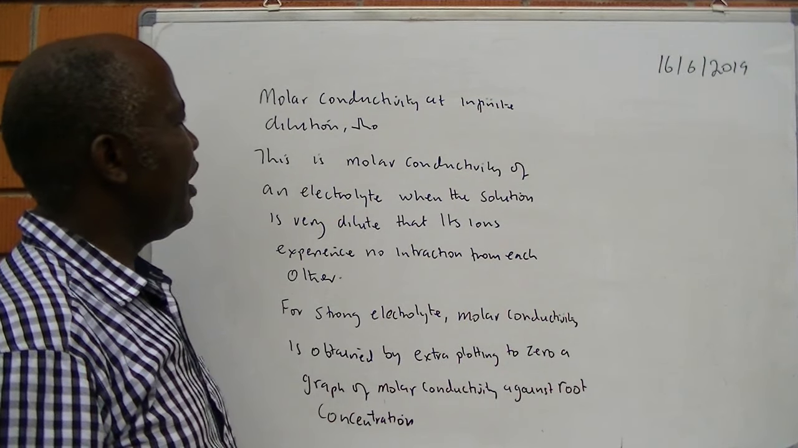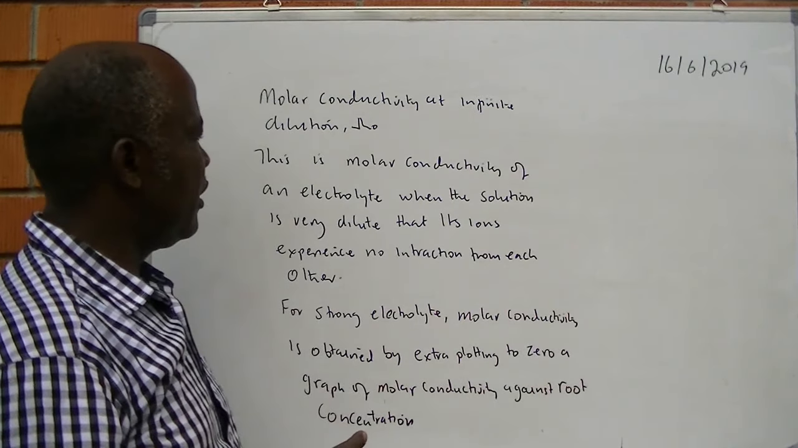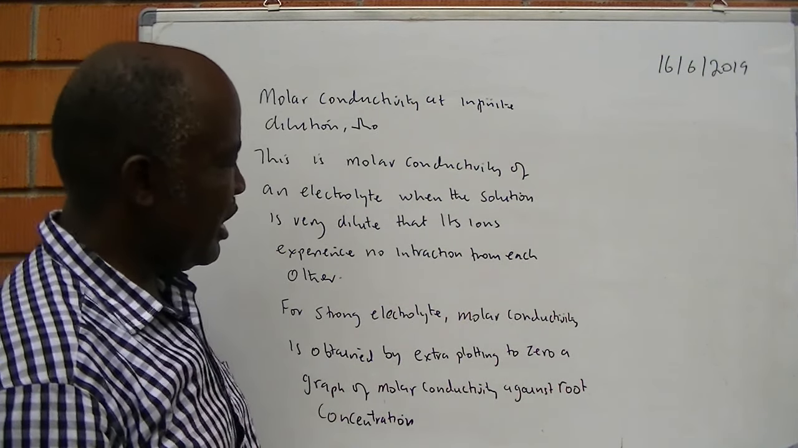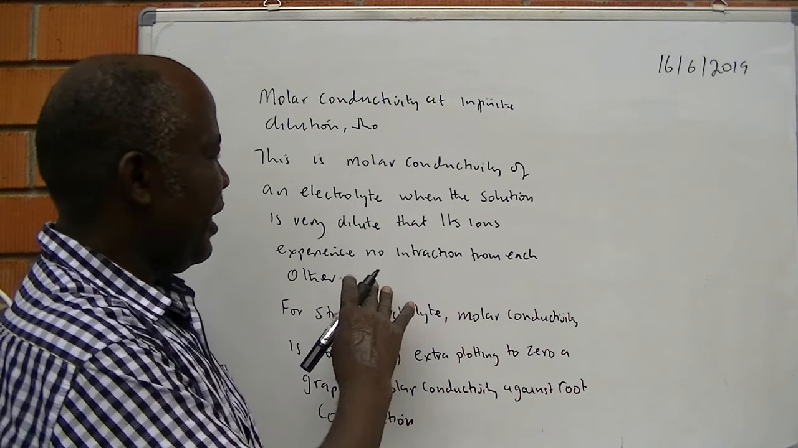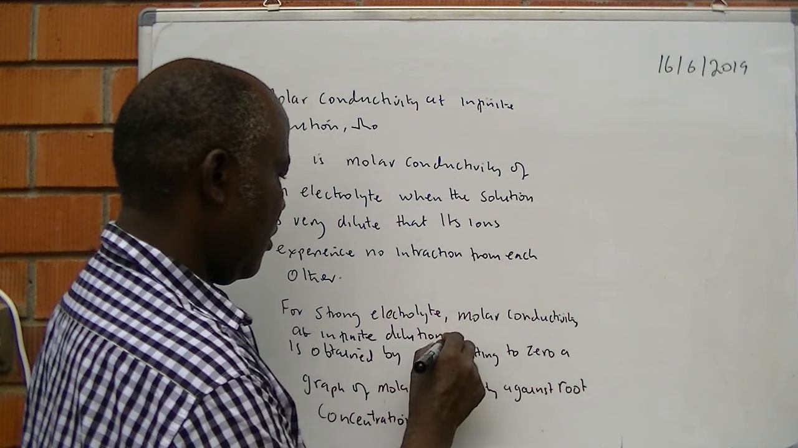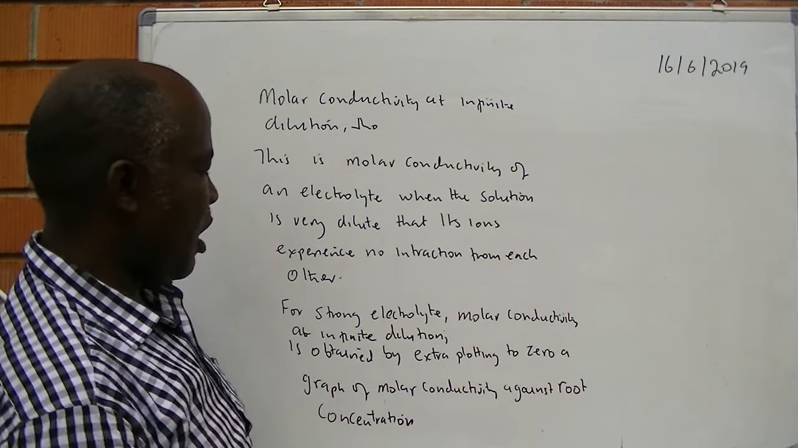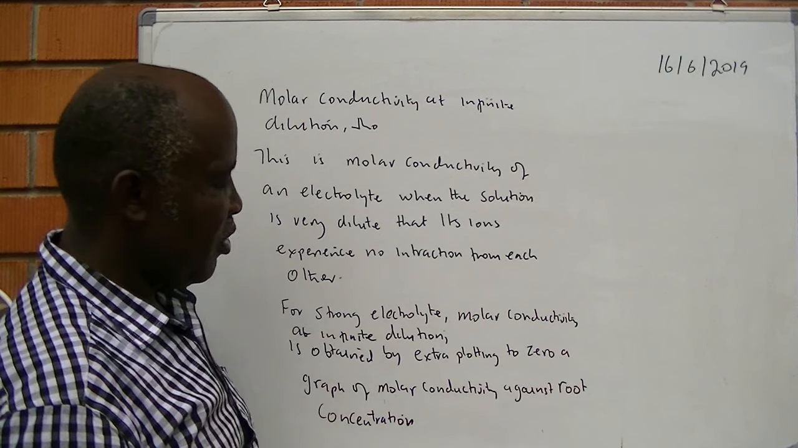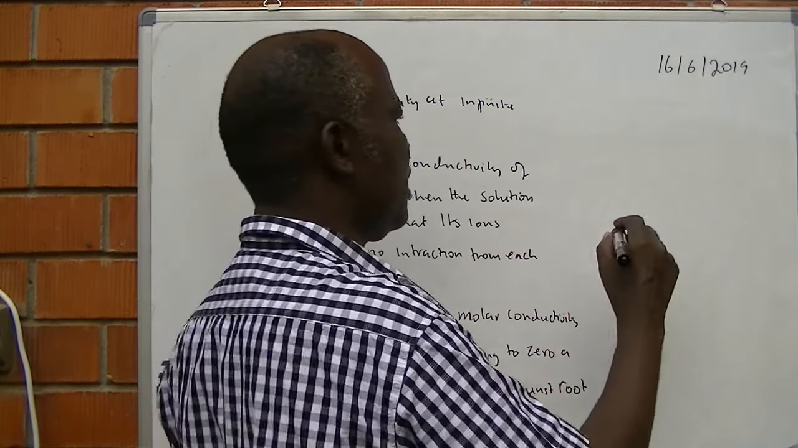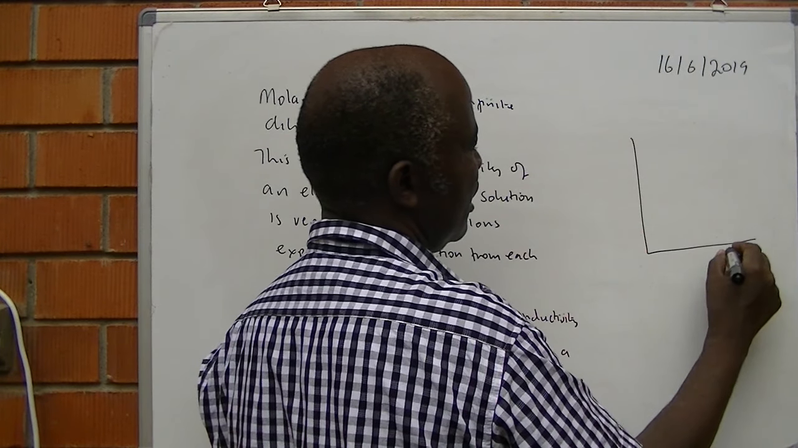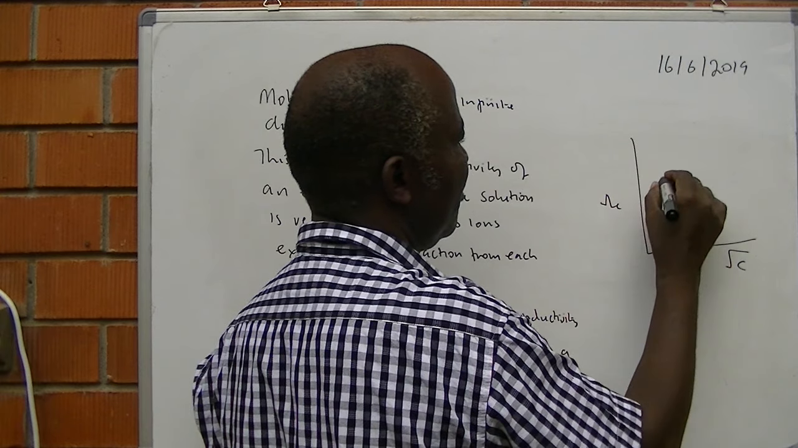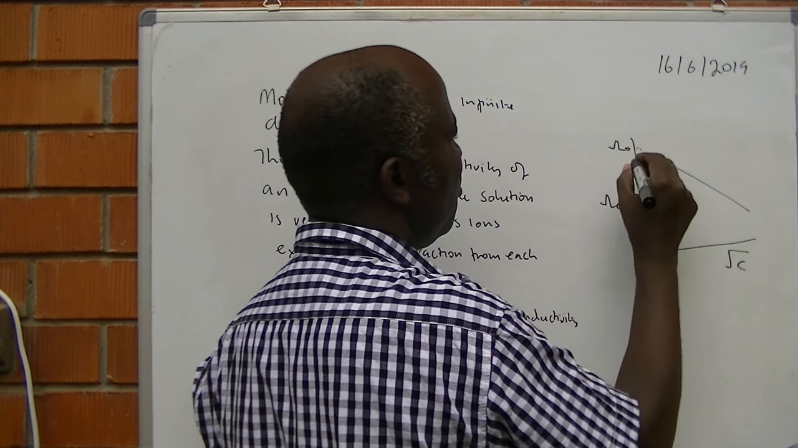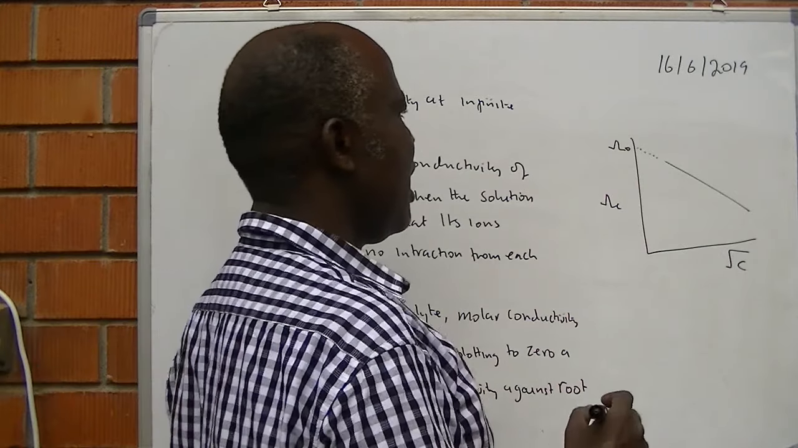Molar conductivity at infinite dilution, lambda naught. This is the molar conductivity of an electrolyte when the solution is very dilute, so that its ions experience no interaction from each other. For a strong electrolyte, molar conductivity at infinite dilution is obtained by extrapolating a graph of molar conductivity against root C. So for a strong electrolyte, this is root C, this is molar conductivity. We get a straight line. When we extrapolate this to zero, we get molar conductivity at infinite dilution.